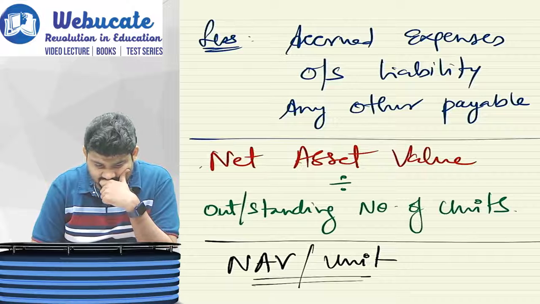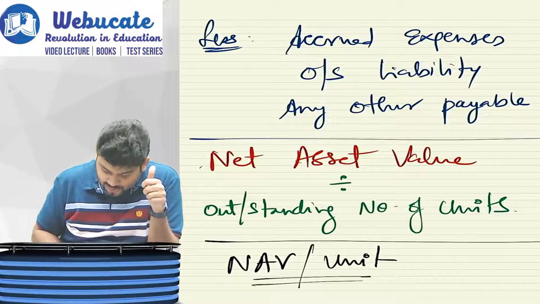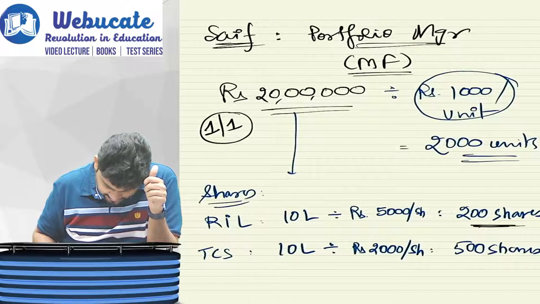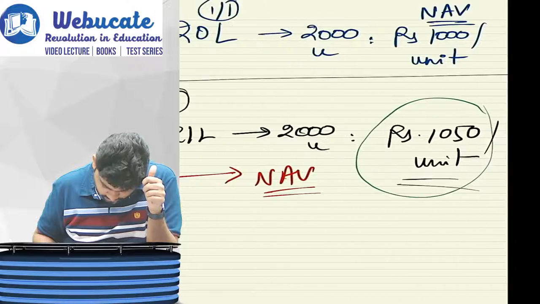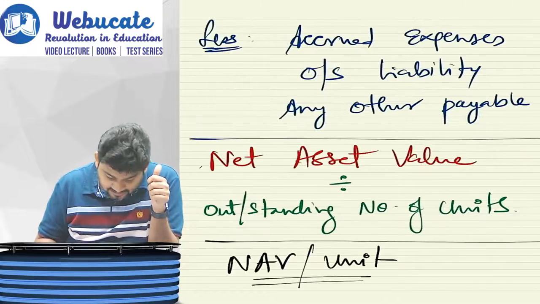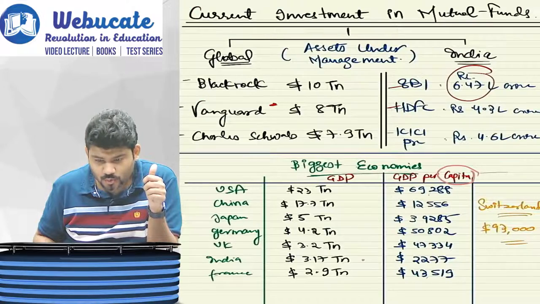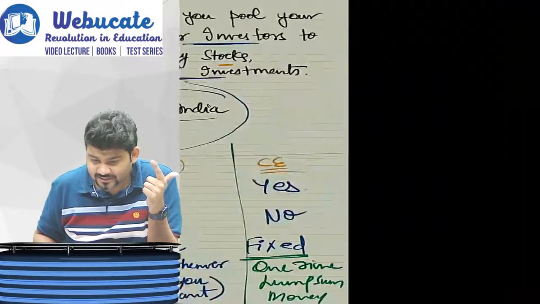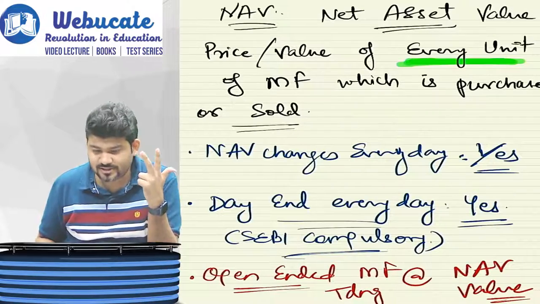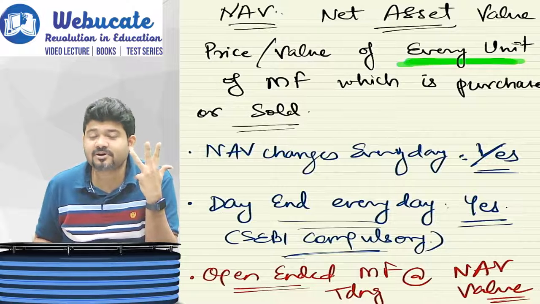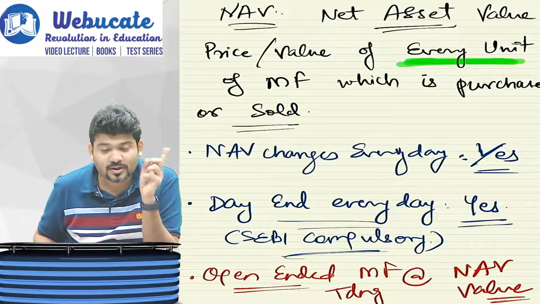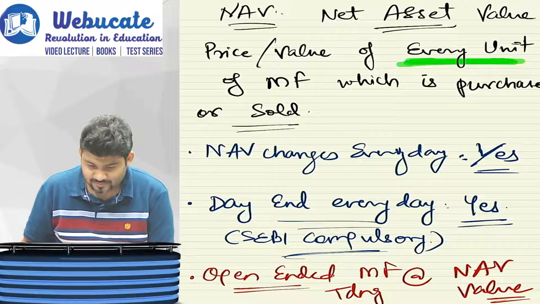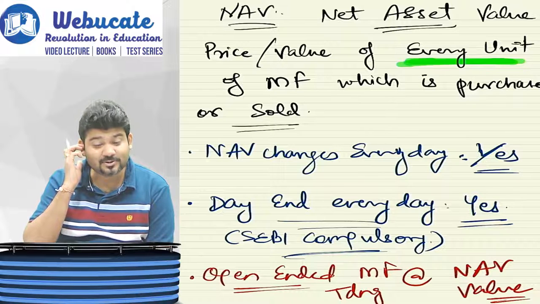Yes, guys. Done. So, are we clear with the concept of mutual funds? Tell me yes or no. Are we clear with the concept of open-ended mutual funds? Are we clear with the concept of closed-ended mutual funds? Are we clear with the concept of net asset value? See, now some points related to net asset value.